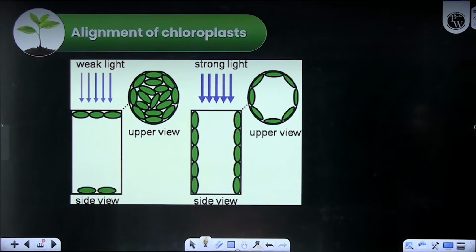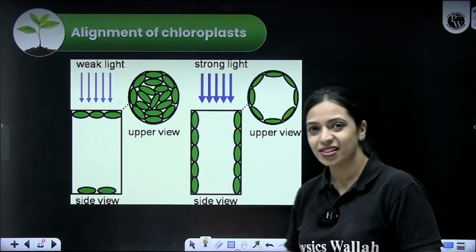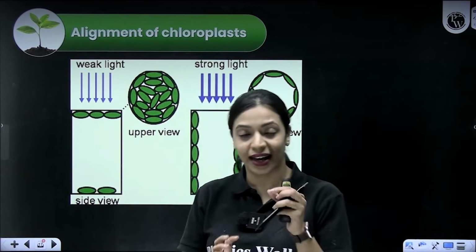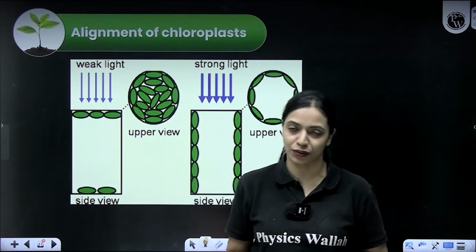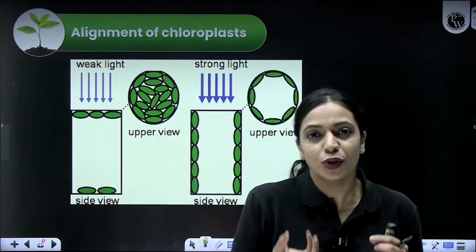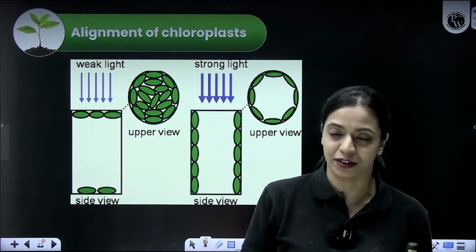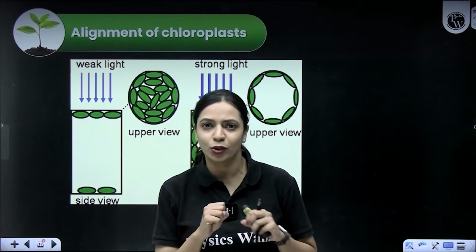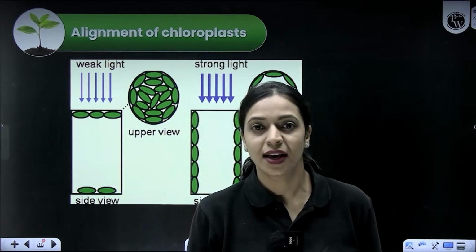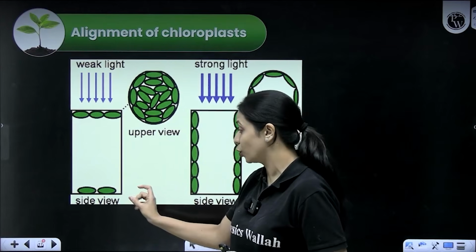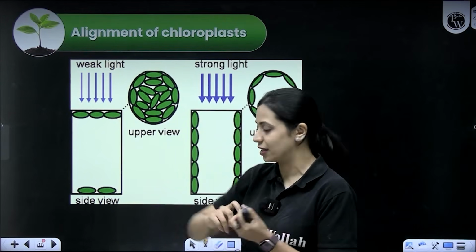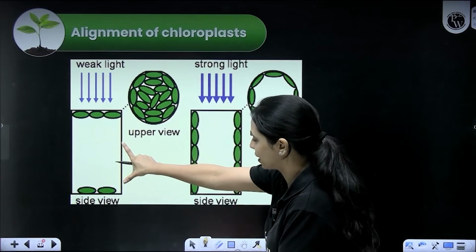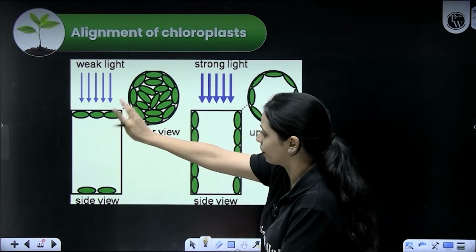Moving on. Depending upon the intensity of light available to the plant, the chloroplast will align itself differently inside the mesophyll cells. If the light is of low intensity, very weak light incident on the plant, the plant will want to utilize that light to its best ability to photosynthesize. So the chloroplast within the leaves will start appearing. See, if this is the mesophyll cell, you're looking at one mesophyll cell here. This is towards the upper epidermis, you can assume.